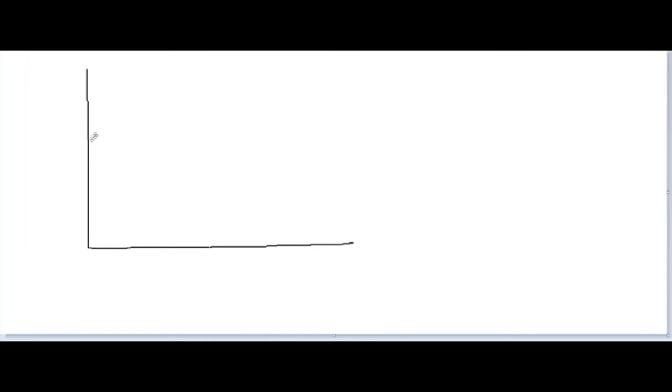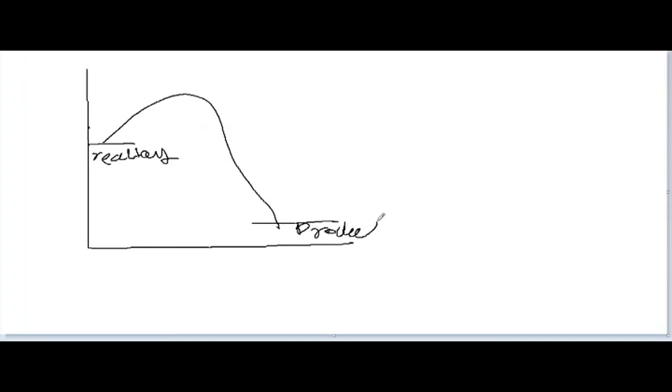Now think about this energy graph. If this is a very elementary reaction, think about this as the reactant and this as the product. This is related to an exothermic reaction. So this is the normal reaction, and this is the reactant, and this is the product.